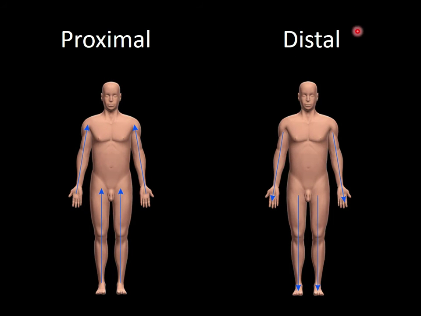Then proximal and distal. When we consider these limbs, the extremities, your arms, hands, and your feet, anything that's towards the body is going to be proximal. Anything that's away from the midpoint of the body is going to be distal. So proximal, for example, we would say the muscles on the arm are proximal compared to the muscles on your hand. Distal is more away.